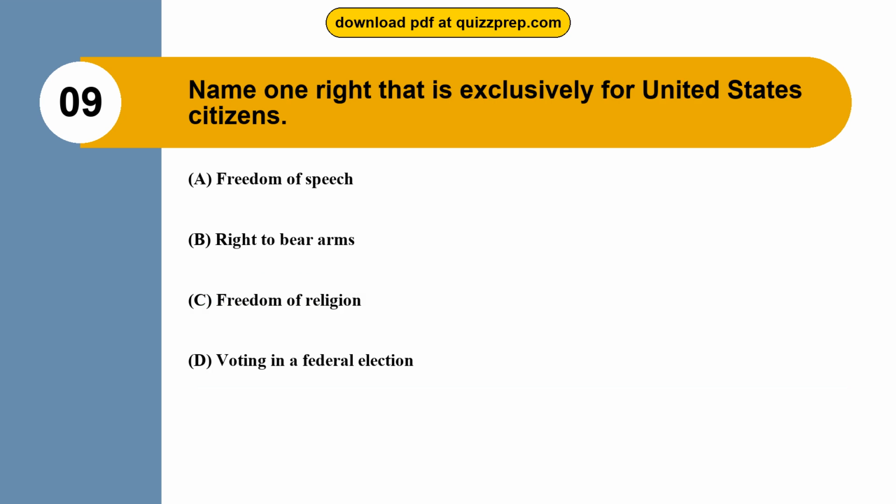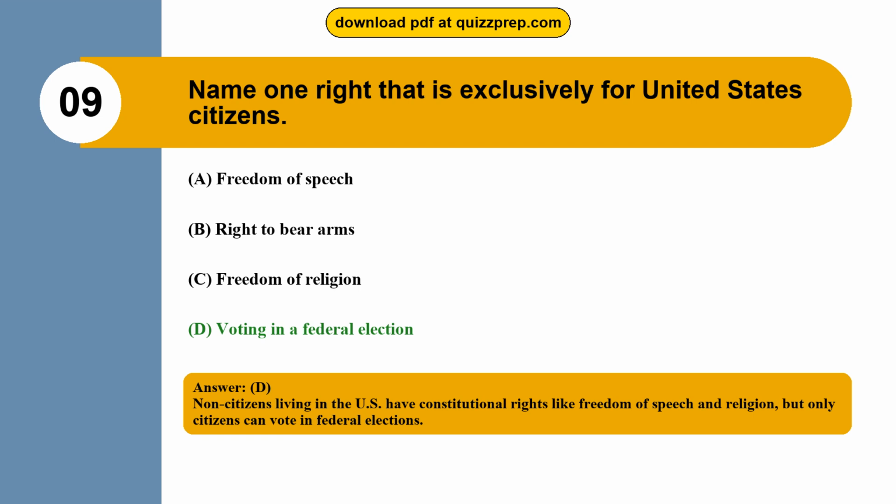Question 9. Name one right that is exclusively for United States citizens. Option A. Freedom of speech. Option B. Right to bear arms. Option C. Freedom of religion. Option D. Voting in a federal election. The correct answer is option D. Voting in a federal election. Non-citizens living in the U.S. have constitutional rights like freedom of speech and religion, but only citizens can vote in federal elections.